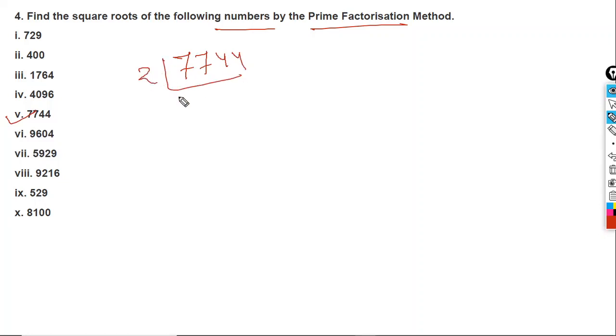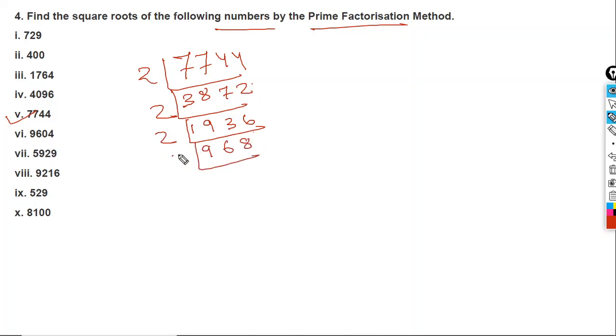Let's try with 2. Here it will be 2 3s are 6. Then 2 8s are 16. Then 2 7s are 14. 2 6s are 12. Again 2 1 is 2. 2 9s are 18. 2 3s are 6. And 2 6s are 12. Now again 2 9s are 18. Then 2 6s are 12. 2 8s are 16.